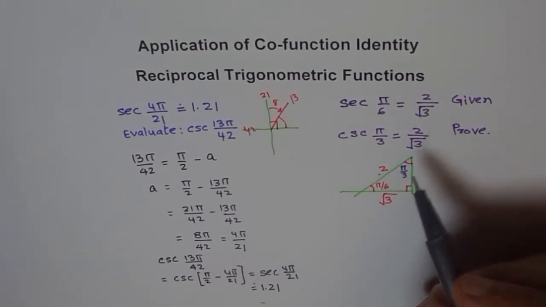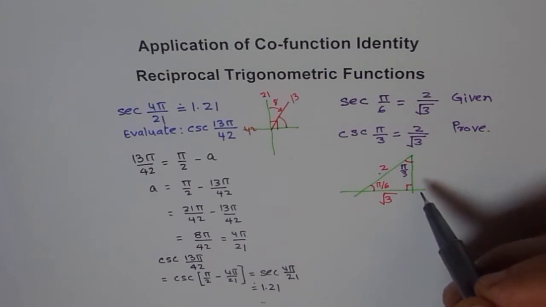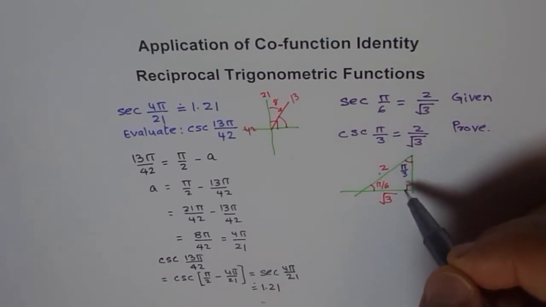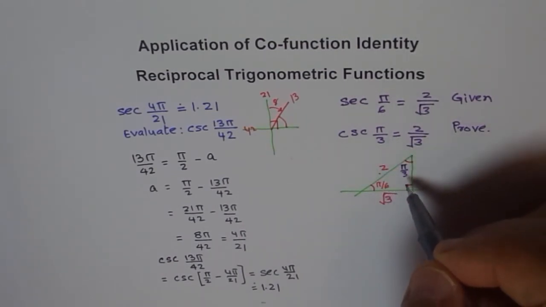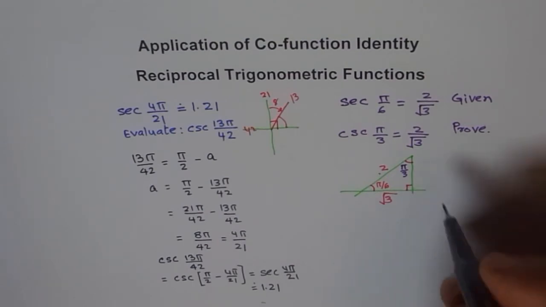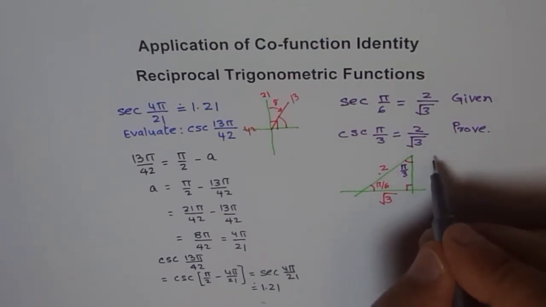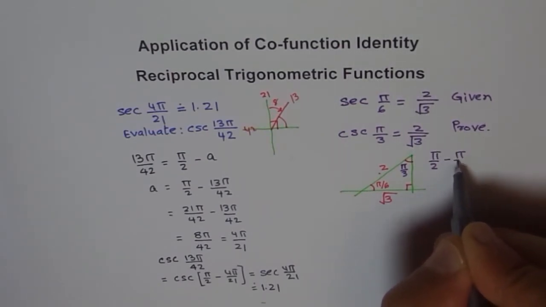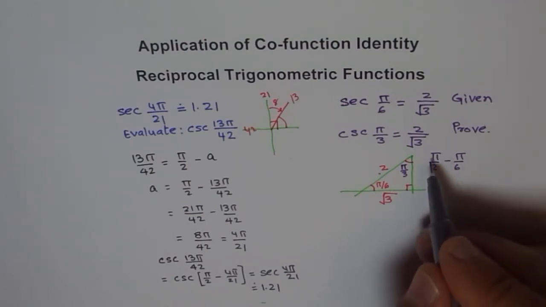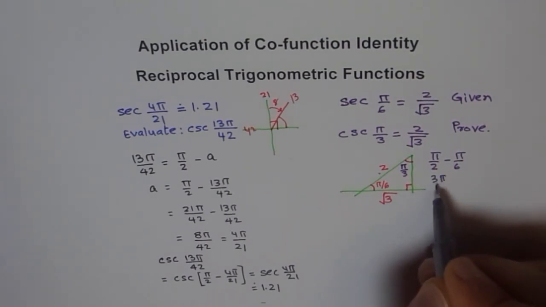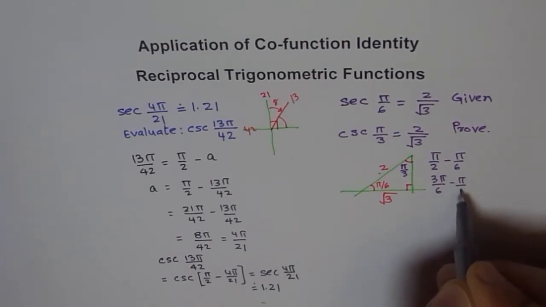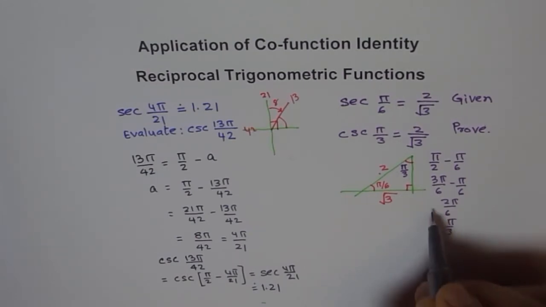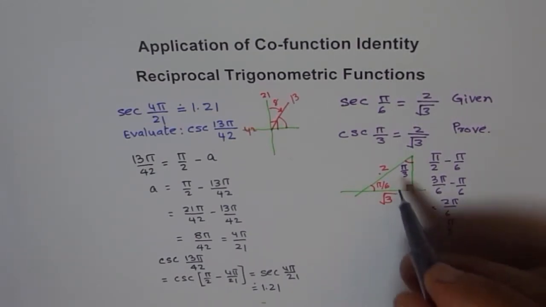So pi by 3 is okay. Now, I don't really want to add them up to show you, or should I? We say this should be pi by 2 minus pi by 6. Okay, let me do that also. Pi by 2 minus pi by 6. If we make it common, that means multiply by 3, we get 3 pi by 6 minus pi by 6, which is 2 pi by 6, which is pi by 3.